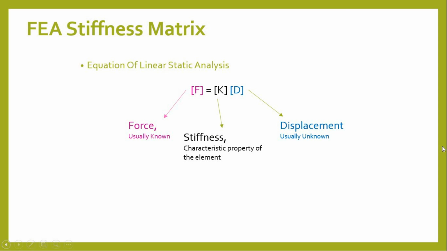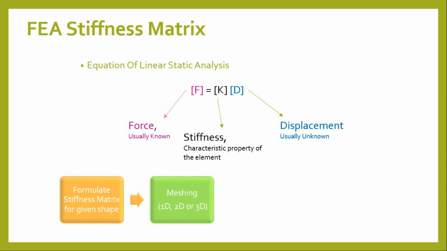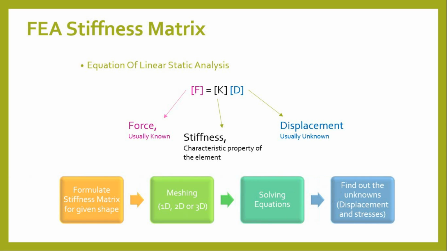If you know any two properties, like if you know the force, you can definitely calculate the displacement. If you know the displacement, you can definitely calculate the force. Okay, so this is the linear static equation which will calculate the FEA stiffness matrix. First we formulate the stiffness matrix for a given shape. Once it is done, we do the meshing: 1D, 2D, 3D. Then we get the solution equations done. After solving that equation, we get these unknowns. So the process flow is: first formulate the stiffness matrix, then meshing, then solving the equation, and then find the unknowns.